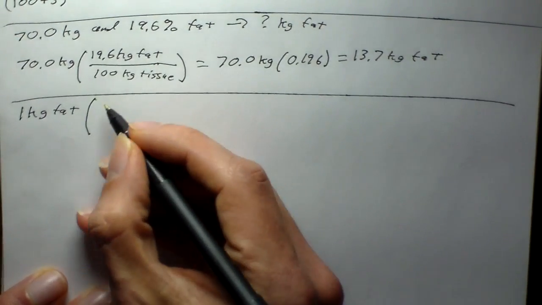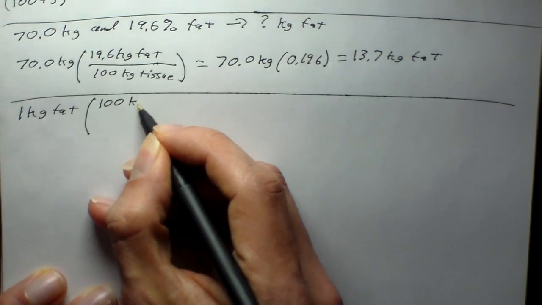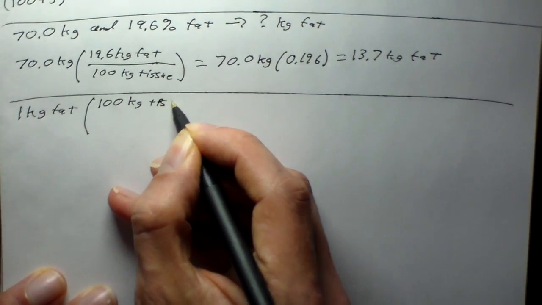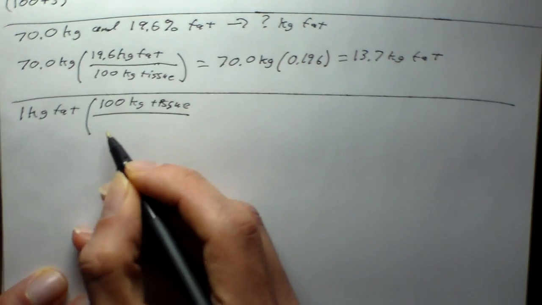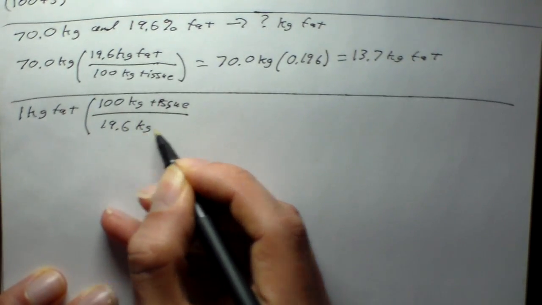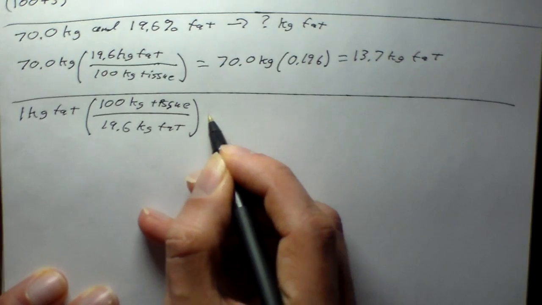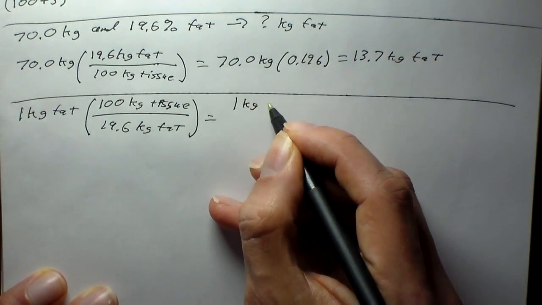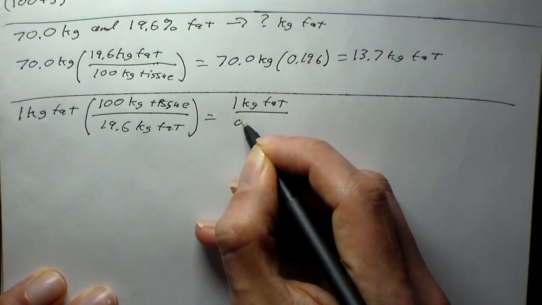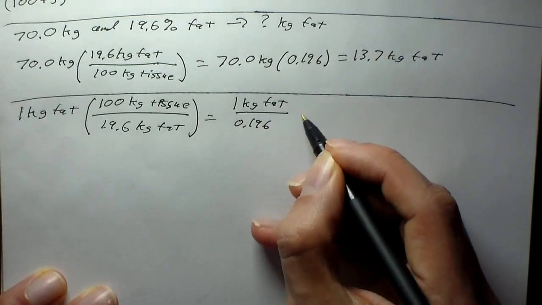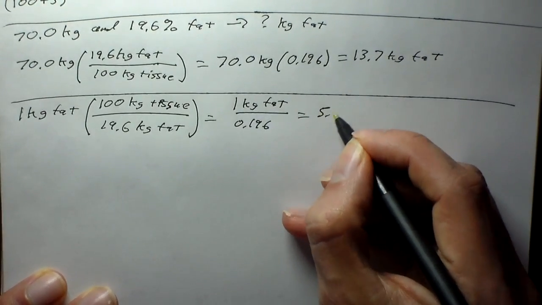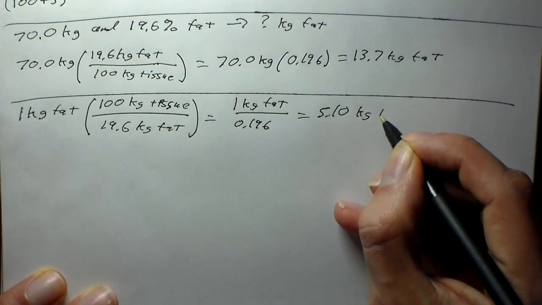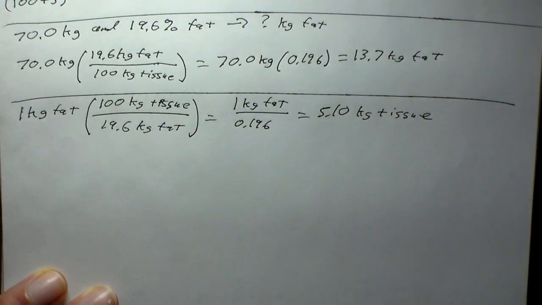Well, then in this case you would be dividing this. So that would be 100 kilograms of your tissue, and you divide that by your 19.6 kilograms of your fat, which is the same thing as going 1 kilogram of the fat divided by 0.196. And that's going to work out to be 5.10 kilograms of your tissue. Okay, so you only can eat an arm, but not the leg.